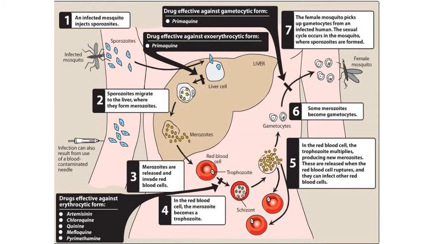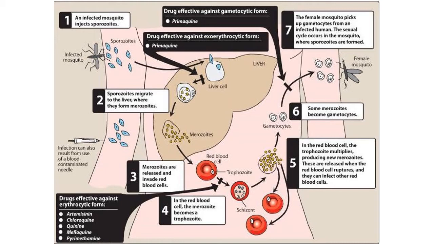This is the cycle which shows how the mosquito is involved in the spread of malaria. First of all, at the first step, an infected mosquito injects sporozoites. Next, in the second step, sporozoites migrate to the liver. In the liver, they form merozoites. And in the third step, merozoites are released and invade the red blood cells.